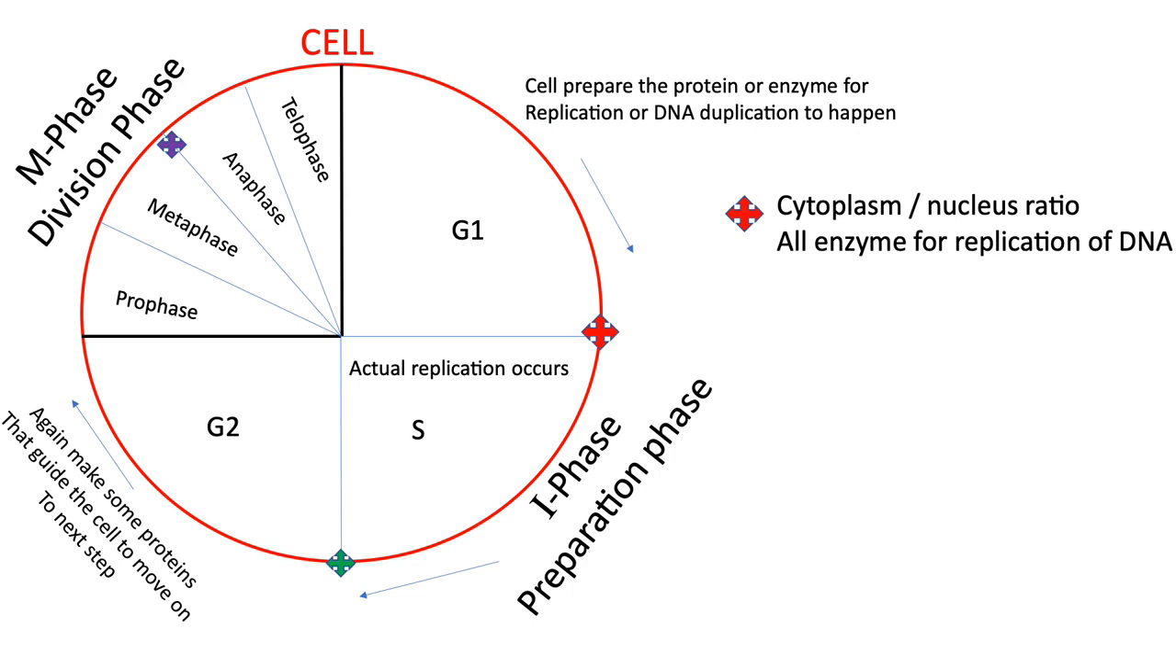So let's have a look at the function of the second checkpoint. The second checkpoint checks whether a proper replication occurred or not. If there is proper replication, then it will allow the cell to move forward. Otherwise, it will halt the process. Halt means to stop for a while and repair. The function of the second checkpoint is to check whether proper replication occurs or not.